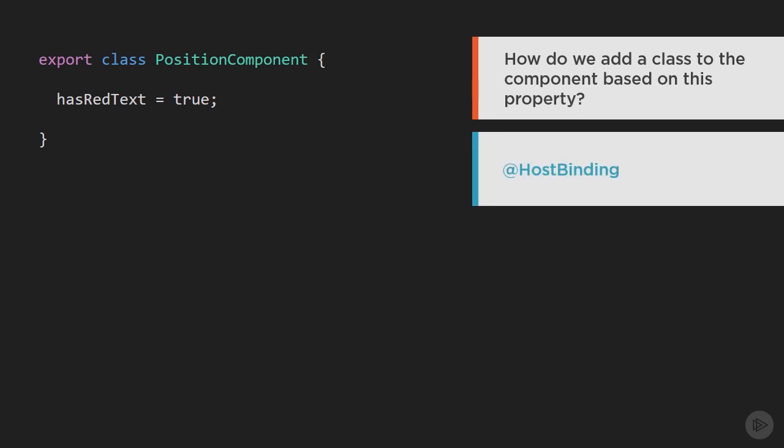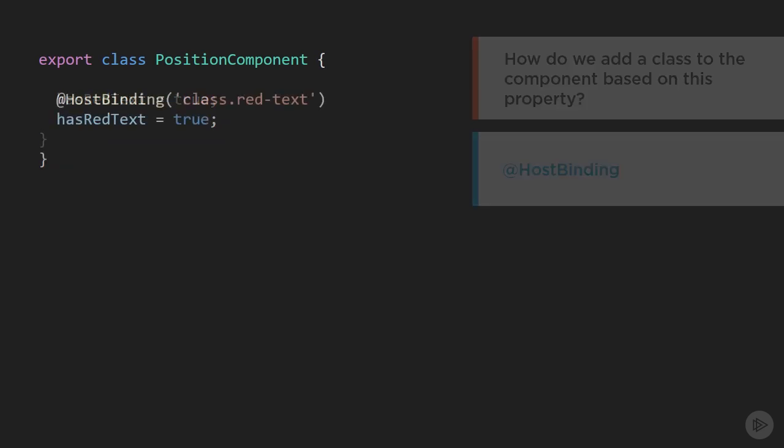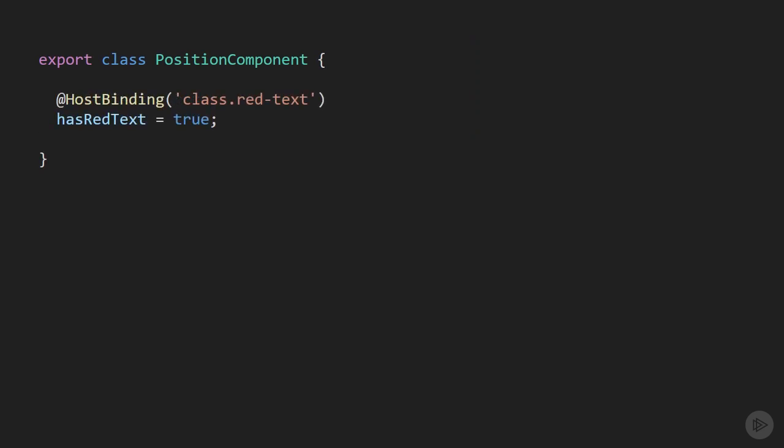We can use the @HostBinding field decorator. And let's take a look at this. We call @HostBinding, and we pass it class dot and the name of a CSS class. In this case, the CSS class name is red-text. So now our property hasRedText controls whether or not this class gets bound to the component. By toggling the value from true to false, we can actually remove this class from the component. So this is very valuable in styling.